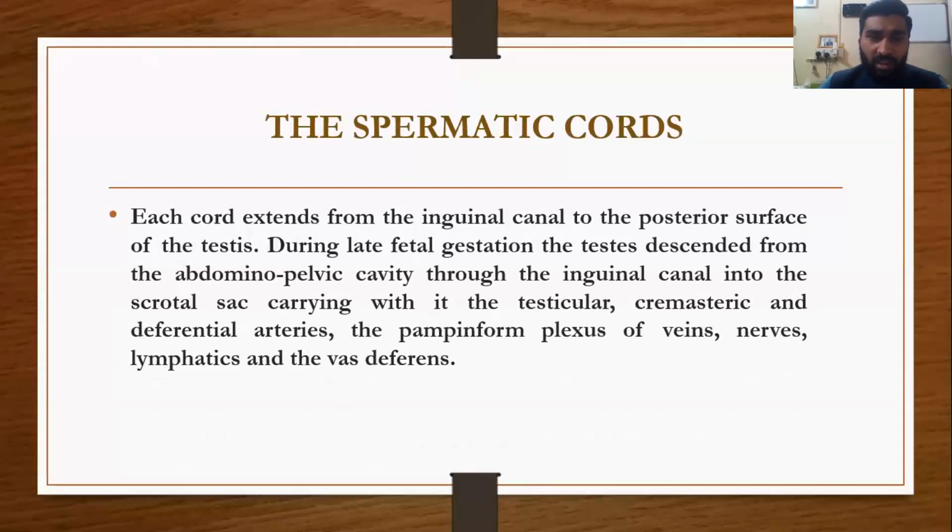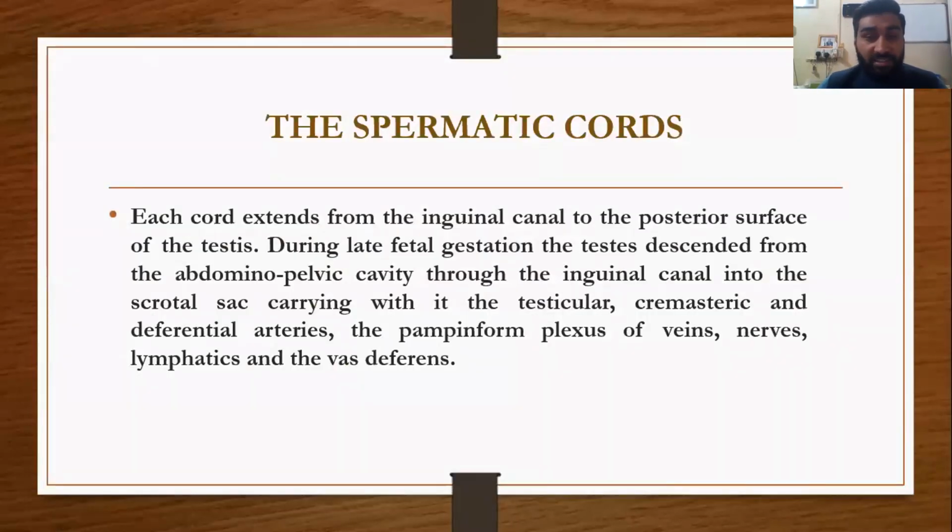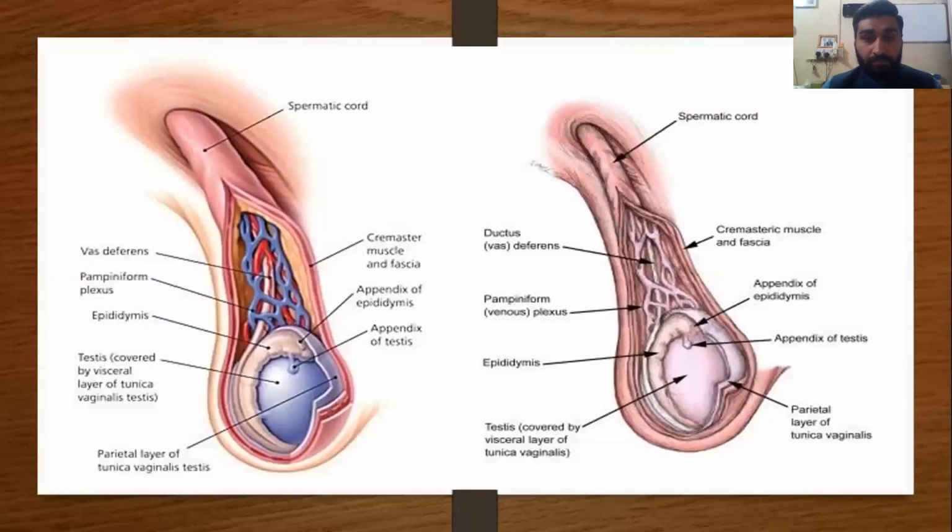Well, the spermatic cord, each cord extends from the inguinal canal to the posterior surface of the testis. During late gestation, the testis descends from the abdominal pelvic cavity through the inguinal canal into the scrotal sac, carrying with it the testicular, cremasteric, and deferential arteries, the pampiniform plexus of veins, nerves, lymphatics, and the vas deferens. Here we can see the spermatic cord and its contents, the cremasteric muscle covering the spermatic cord, and then the ductus deferens, the pampiniform plexus, the deferential artery, and the testicular artery.